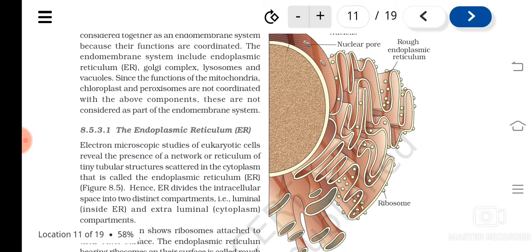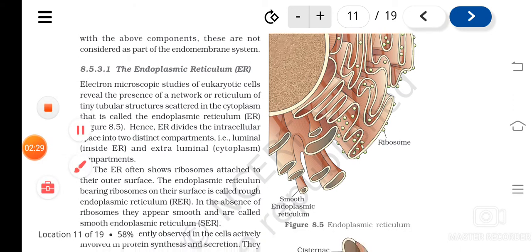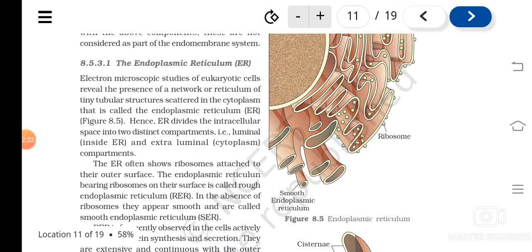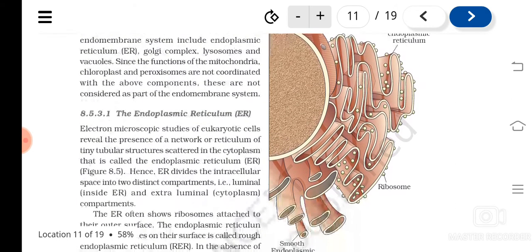Let's study one by one. The first one is the endoplasmic reticulum, the ER. You can find this in eukaryotic cells as a network, or reticulum, of tiny tubules that are scattered in the cytoplasm. These tube-like structures scattered in the cytoplasm are called the endoplasmic reticulum, or ER.